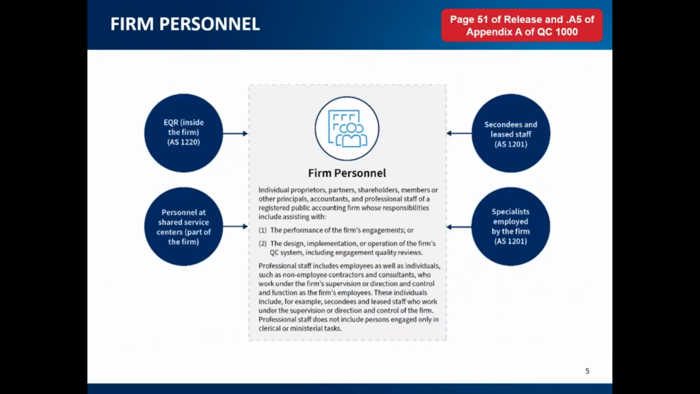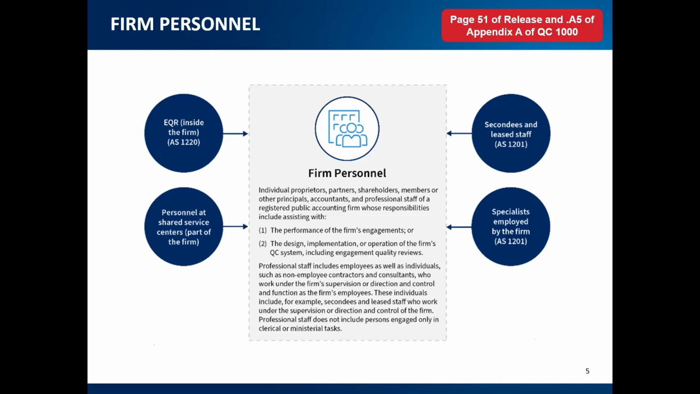This slide includes a graphical depiction of the definition of firm personnel from the adopting release, which can be found on page 51. The definition can be found in paragraph A5 of Appendix A of QC 1000. Firm personnel are individual proprietors, partners, shareholders, members or other principals, accountants, and professional staff of a registered public accounting firm whose responsibilities include assisting with the performance of the firm's engagements or the design, implementation, or operation of the firm's QC system, including engagement quality reviews.